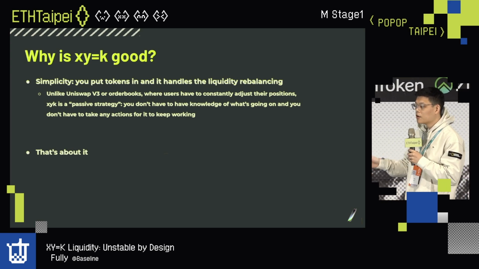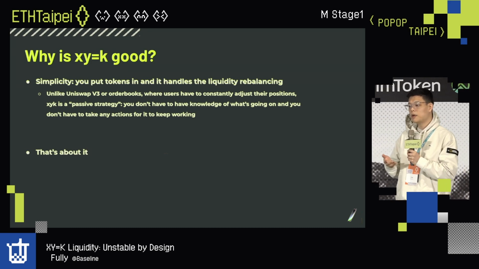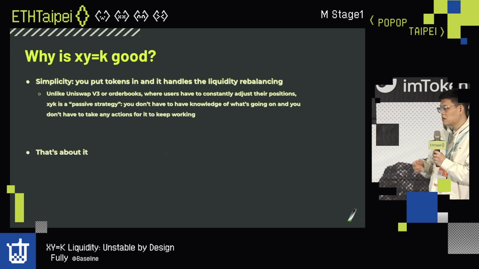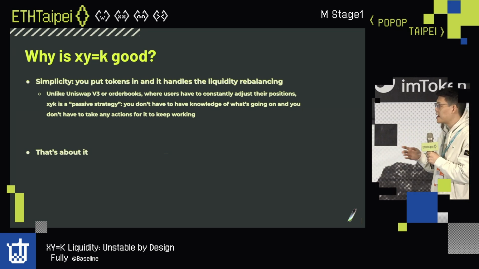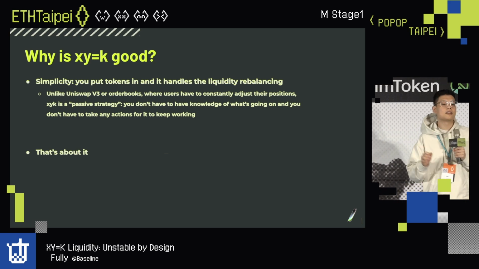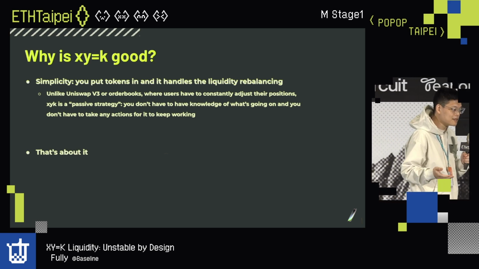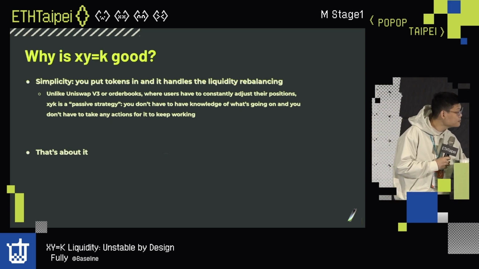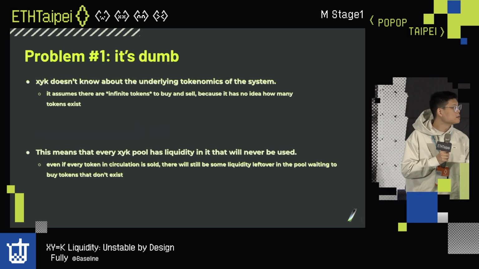There are other alternatives out there today. There's Uniswap v3, there's order books and things, but people don't really use them because you need to set up systems to integrate with them and to rebalance them. So yeah, XYK is a very passive strategy. But aside from that, I would say there are no real other benefits. Being simple is probably its only strong suit. But it actually has a lot of problems, and we'll go into them.